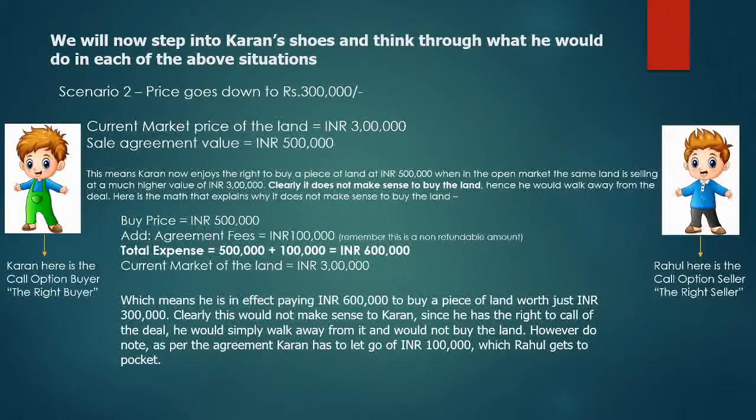However, you have to remember that since Karan had entered into an agreement and had already paid 1 lakh rupees, which Rahul gets in his pocket. So in this case, Karan will not exercise his right. He will let the call option lapse and he will incur a loss of rupees 1 lakh rather than incurring a loss of rupees 3 lakh.